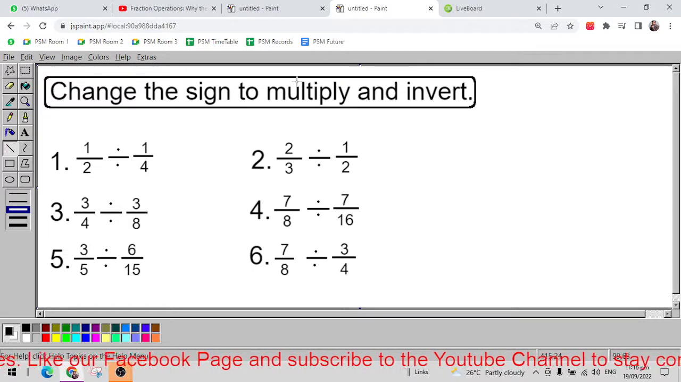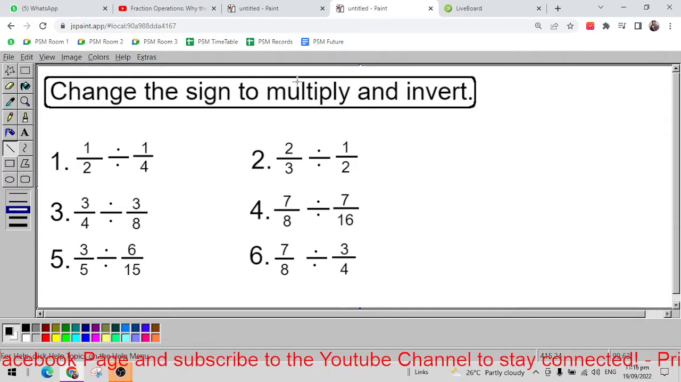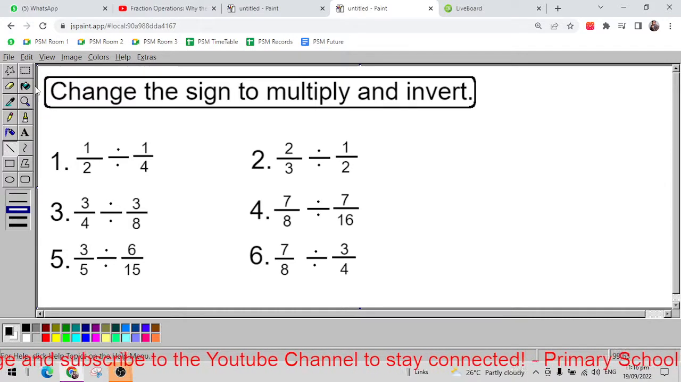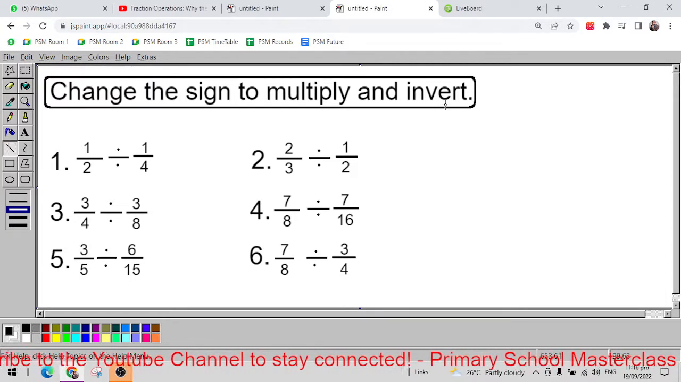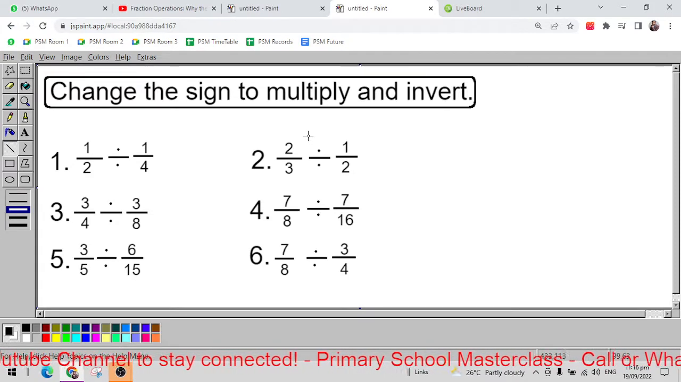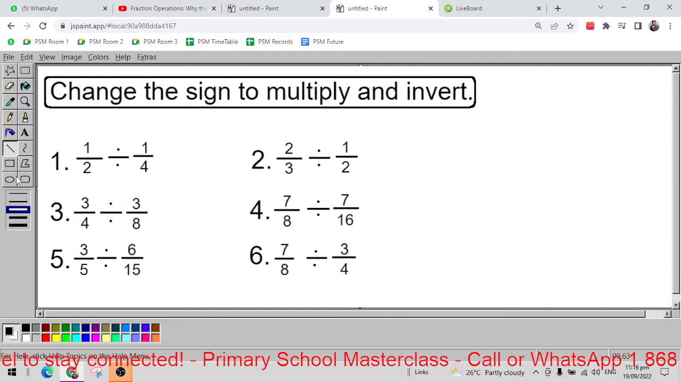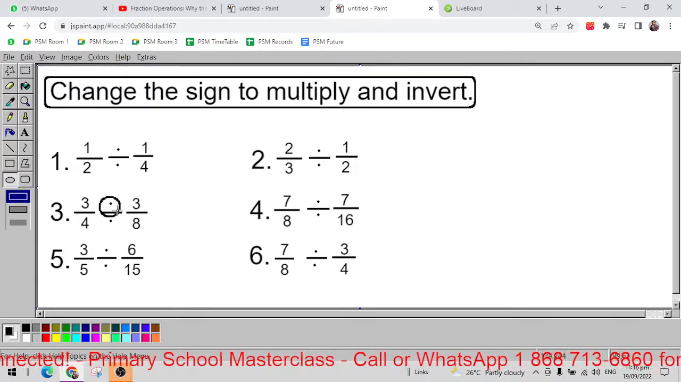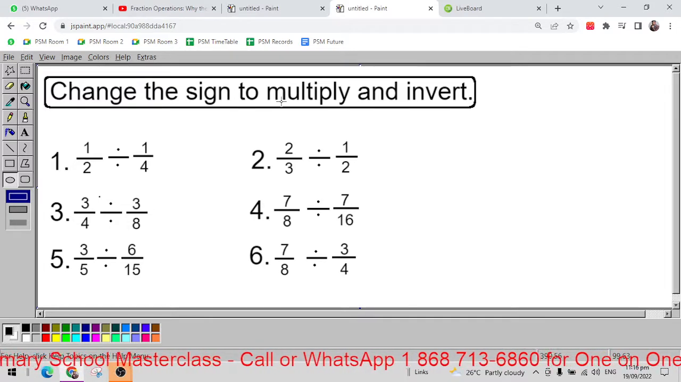Some schools say things differently and do things differently, but it's basically the same rule. Generally, you can say change the sign to multiply and invert. And if you didn't know, looking at the title of this video, we're doing fractions here. We have 6 questions, and you change the sign from divide. These are division signs, all of them actually. So step 1, change the sign to multiply and invert.